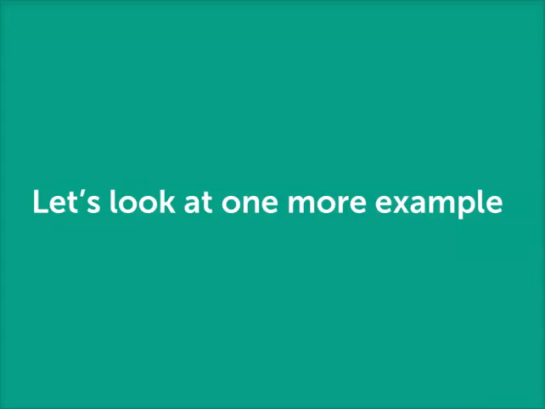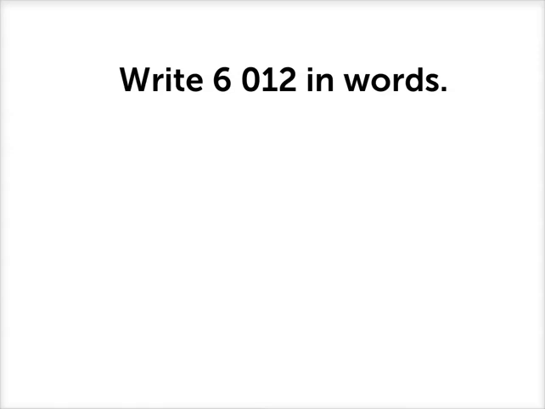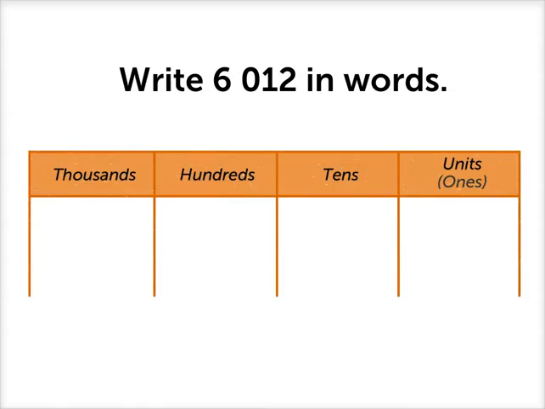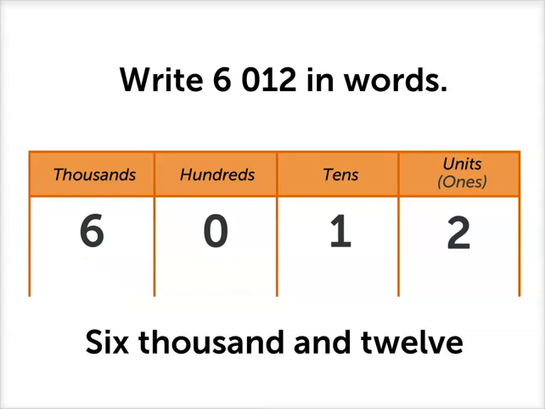Let's look at one more example. Write this number in words. Again, we'll put it in our place value table. 6,000s, no hundreds, 1 10, and 2 units. So if we have 1 10 and 2 ones, that makes 12. In our numeral, there are also 6,000s. So to write this number, we write 6,012.